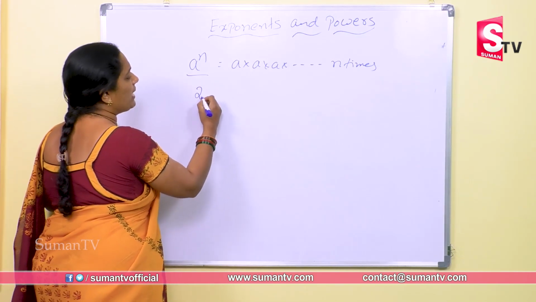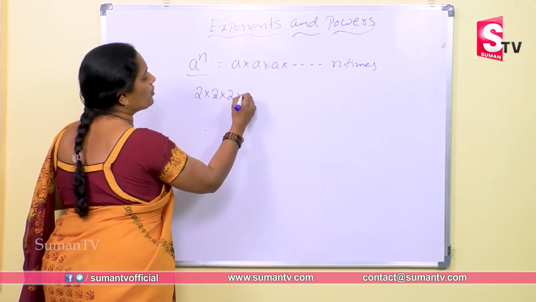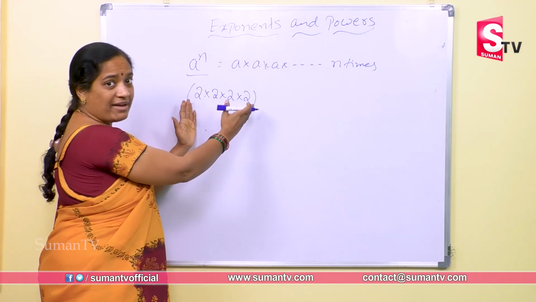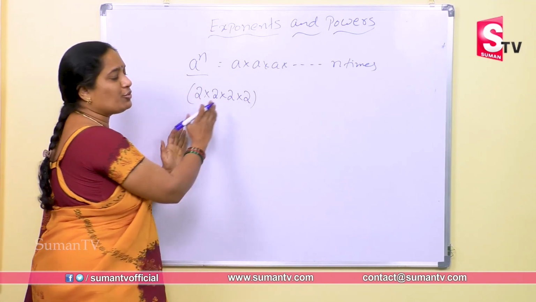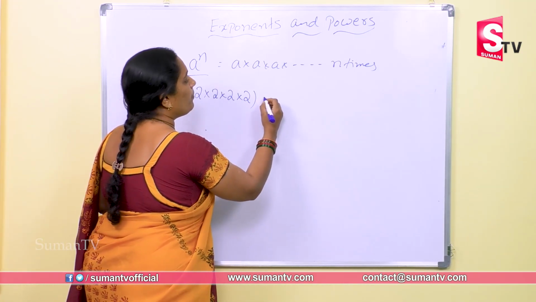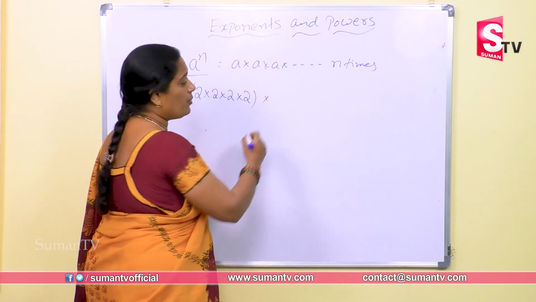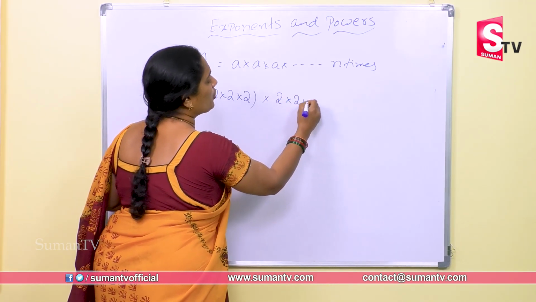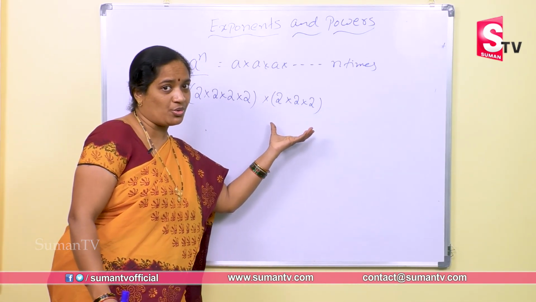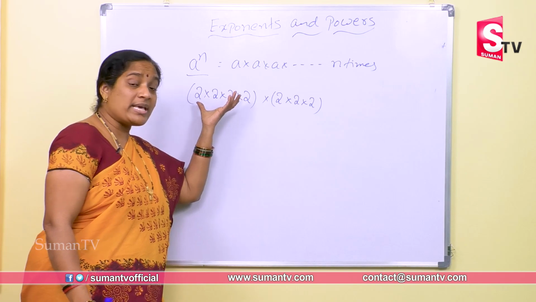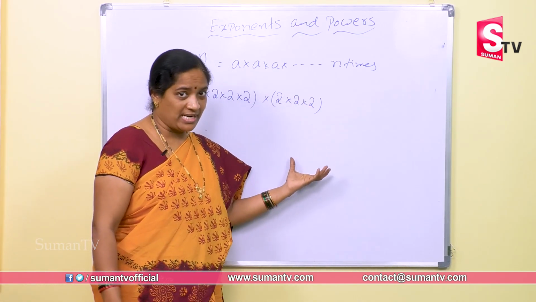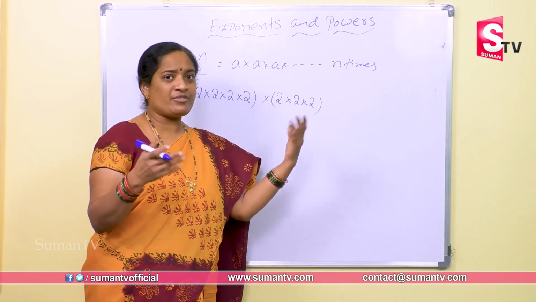Now, I'll show you here 2 into 2 into 2 into 2. Now, I have written 2 into 2 into 2 into 2 separately in one bracket. Right? Now, into, again I kept into, again 2 into 2 into 2. Hope everyone understood between these two. Here the same number 2 is multiplying 4 times. Here the same number 2 is multiplying 3 times. You may get a doubt.